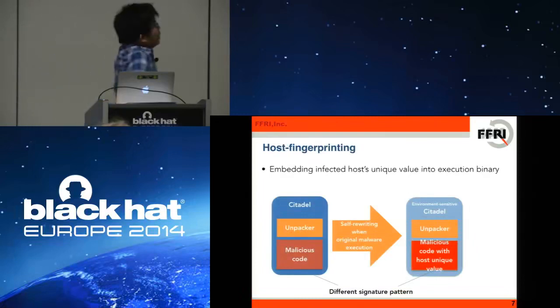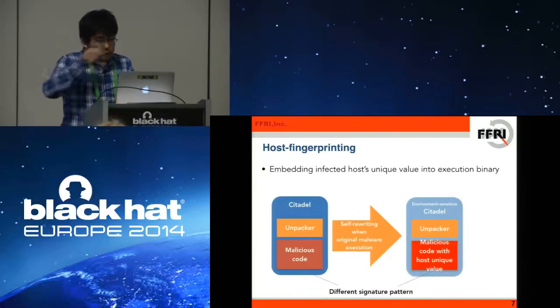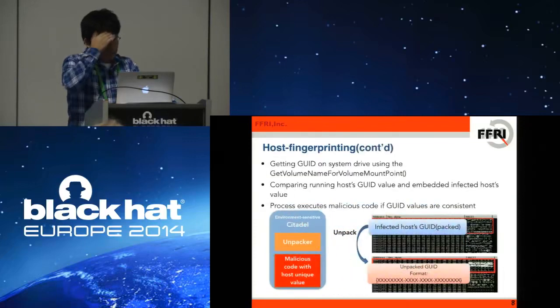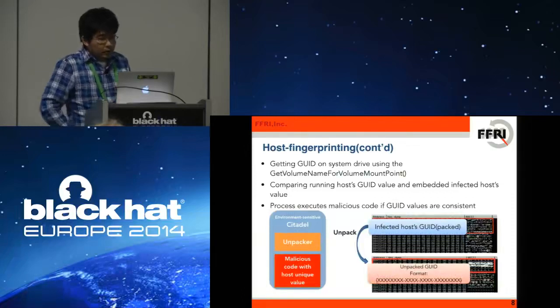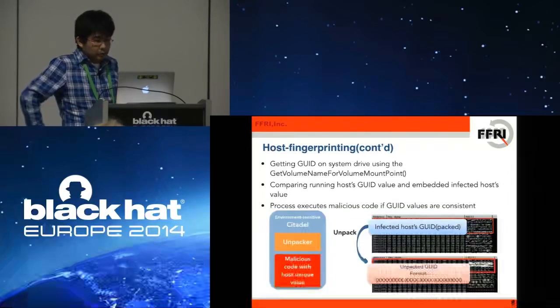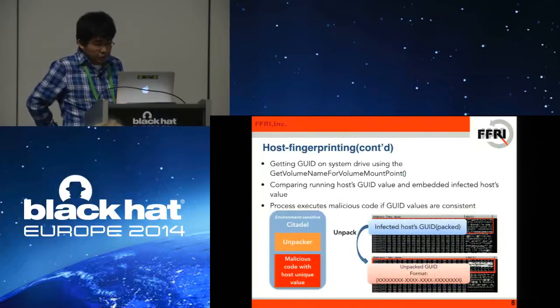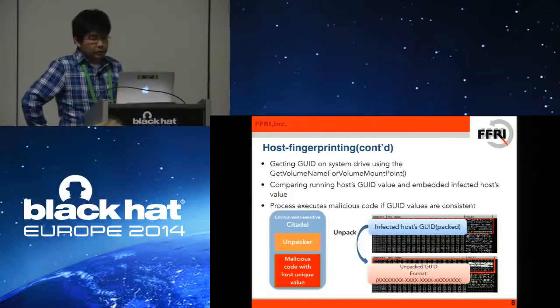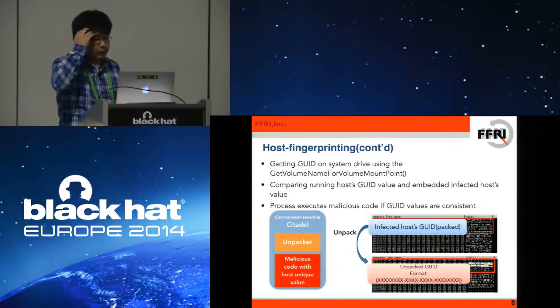This is a diagram of host fingerprinting. Citadel installs itself by self-rewriting, using a unique value for the victim host. This value is set when the host is infected by the original version of Citadel. Environment-sensitive Citadel and the original have different binary patterns. Once installed, Citadel runs on only the infected host. This environment-sensitive behavior uses the value of the disk's globally unique identifier, so it's called DGUID. It compares the DGUID value of the executing host and the embedded GUID value of the infected host.